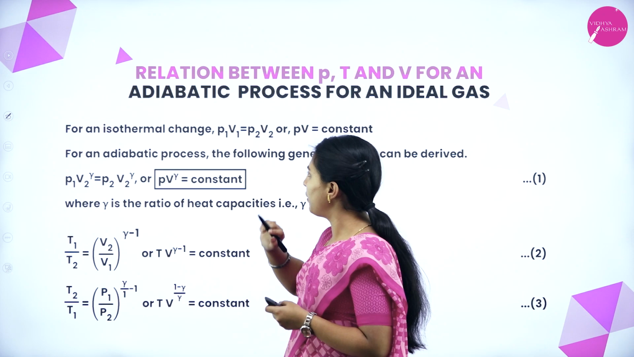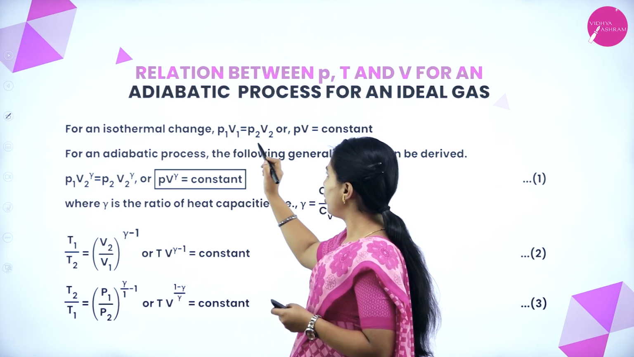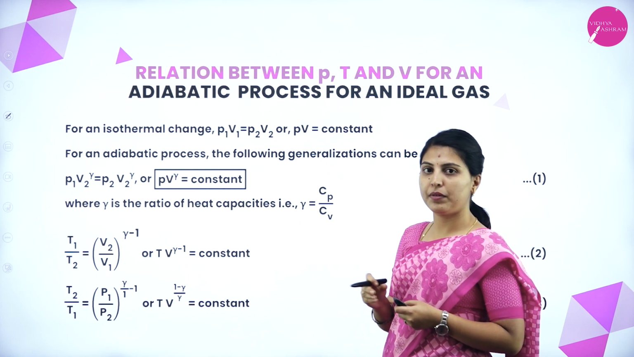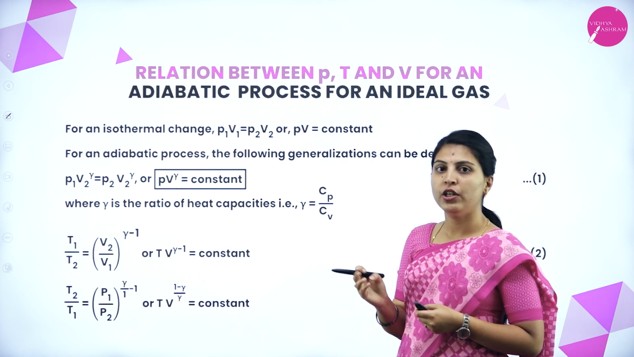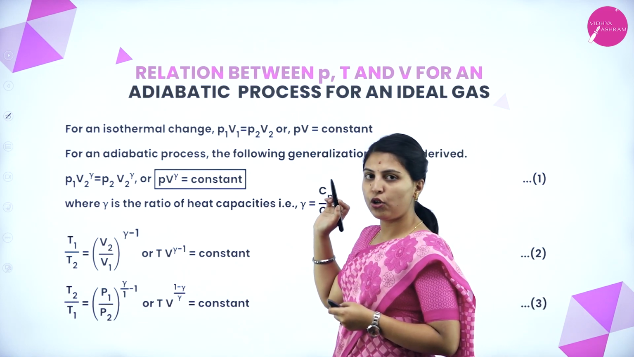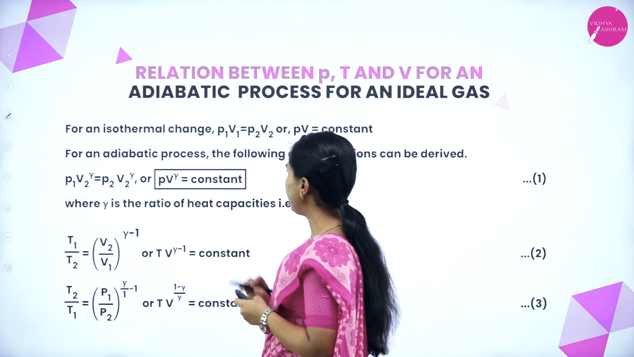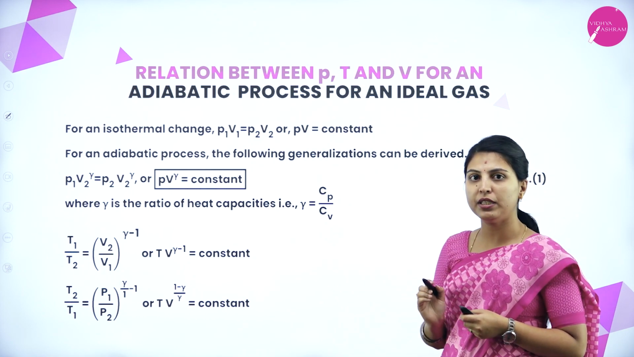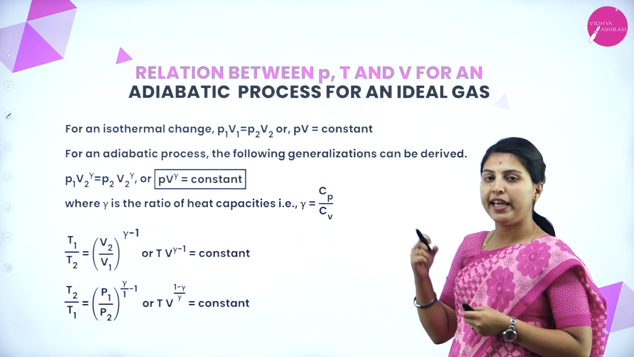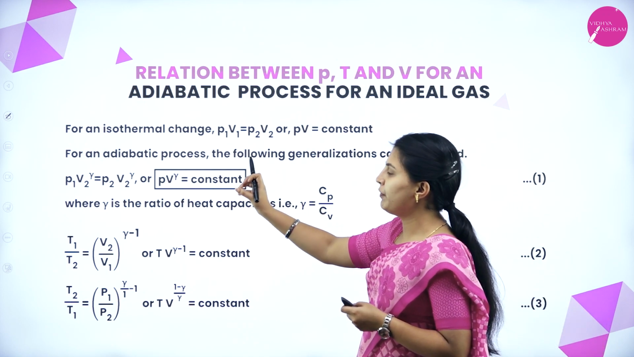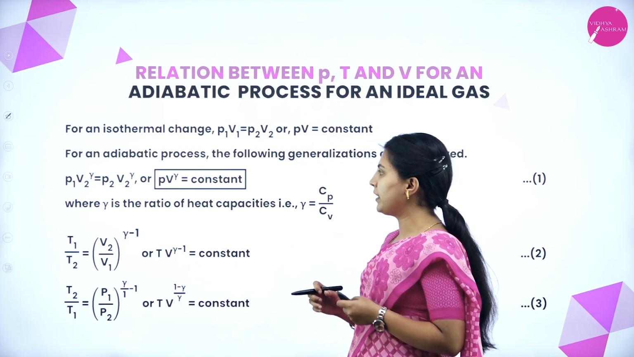For an isothermal change, P1V1 equal to P2V2, that is PV equal to constant, meaning pressure and volume. With the two systems, if we keep on comparing, pressure and volume is constant. For an adiabatic process, the following generalizations can be derived. Adiabatic means no heat can be exchanged between system and surrounding. Between the process, that will be called adiabatic.